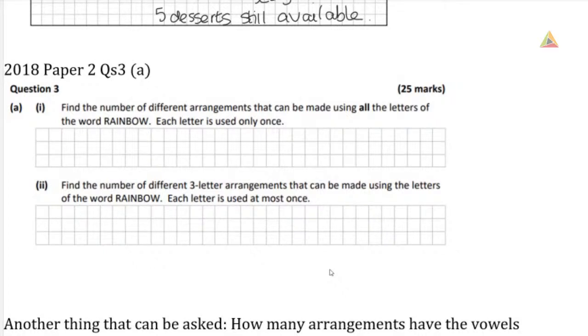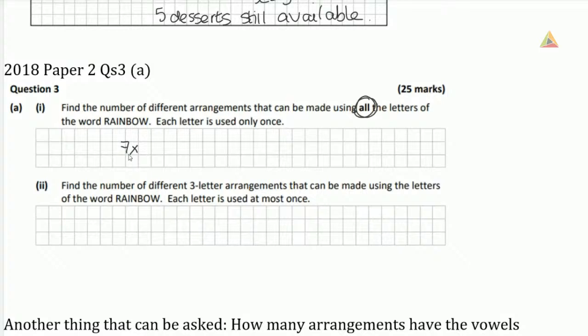With the first part of this question A, it says find the number of different arrangements that can be made using all of the letters. So that's my clue that I can use factorial. Each of the letters of the word rainbow is only used once. There are 7 letters in the word rainbow. So when I pick my first option, putting all these letters down in order, we have 7 different choices for the first letter. I could put down any of the 7 letters.